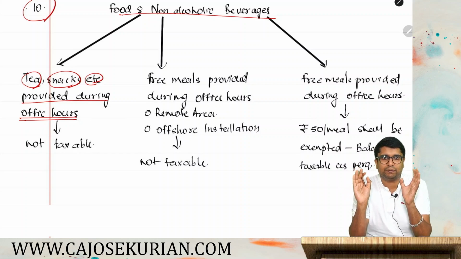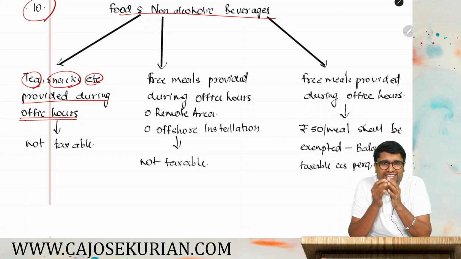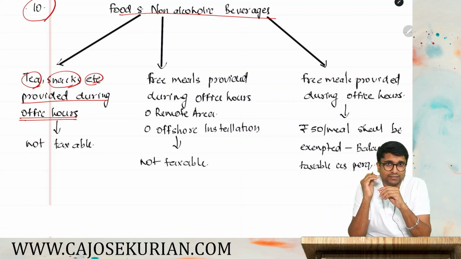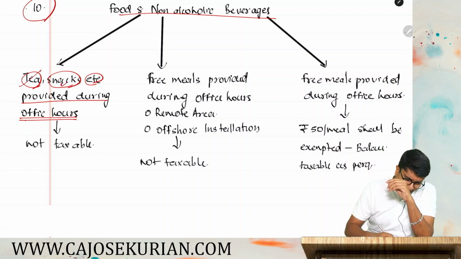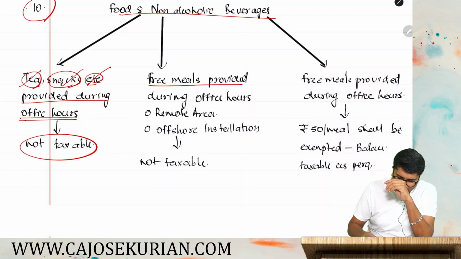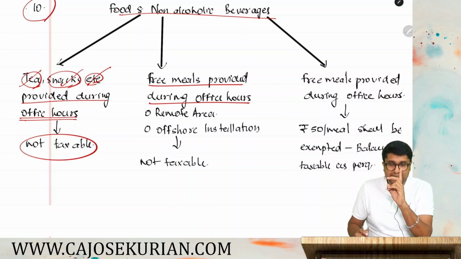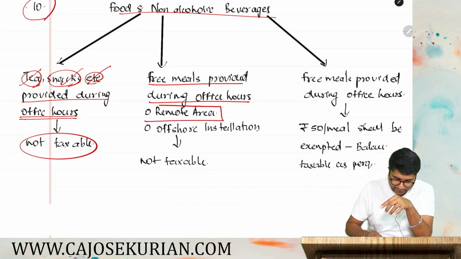Nothing shall be taxable in the hands of the employee, even though the employee is getting a benefit. It's a very nominal amount, very small amount. So nothing shall be taxable in the hands of the employee. So tea, snacks, etc. provided during the office hours is not taxable. Now, free meals provided during the office hours. Say the employer is giving free meals to the employee and the employee is working in a remote area, or the employee is working in an offshore installation.